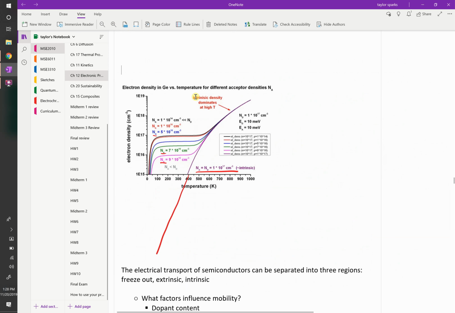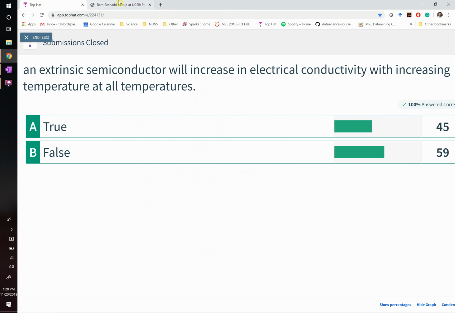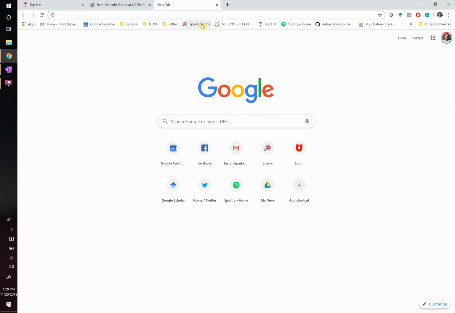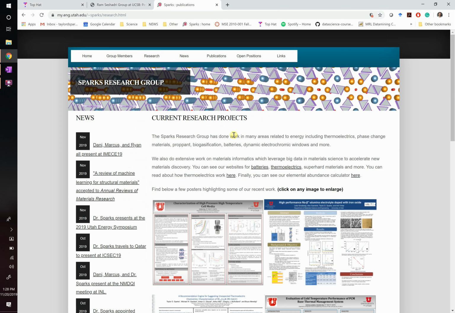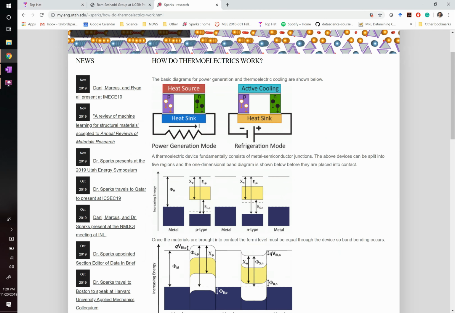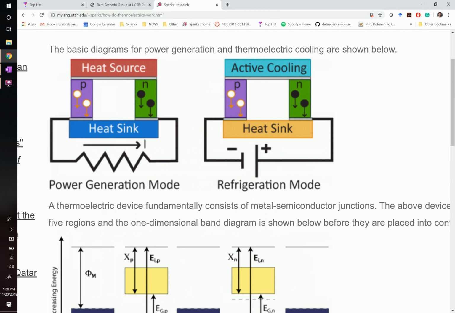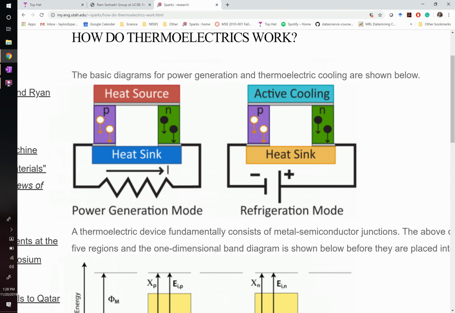And again, this is important because we want to build devices that either conduct electrons or holes. Why do we care about that, right? So let me show you from the example of the thermoelectric from last class. If we go to my web page, and we go to research, and we go to how thermoelectrics work, here's the basic idea. A thermoelectric device consists of, at its heart, N and P-type components, right?